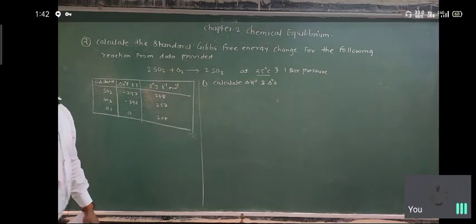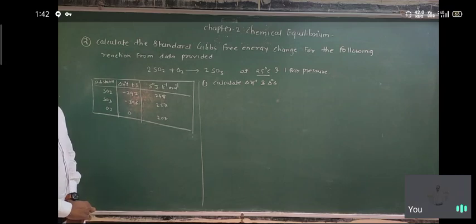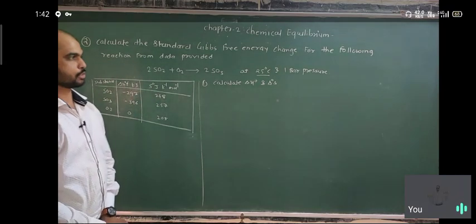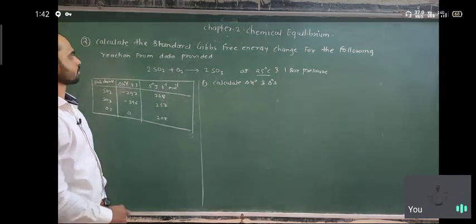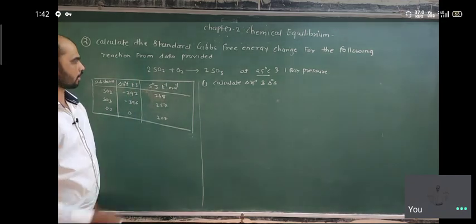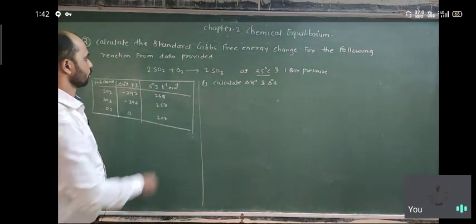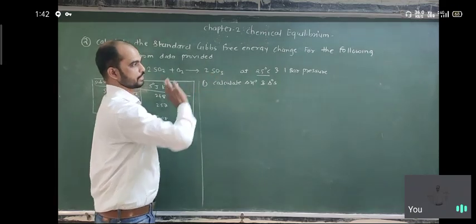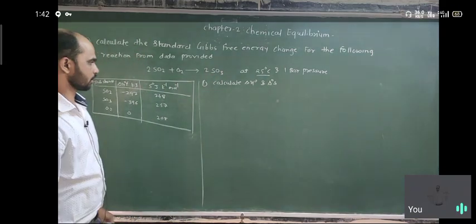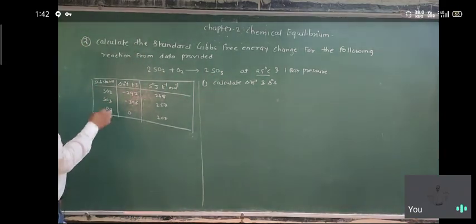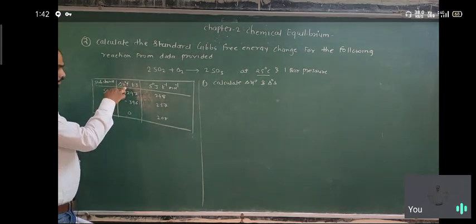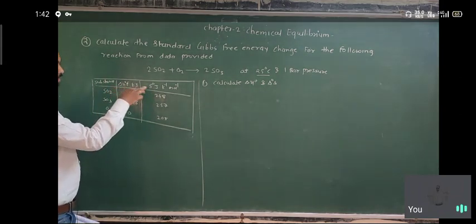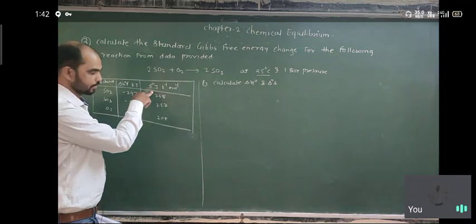Okay, the second problem is given to you. Calculate the standard Gibbs free energy change for the following reaction from the data provided. The reaction is SO2 plus O2 gives twice SO3 at 25 degrees Celsius and 1 bar pressure. The data is here. The substances are given. Heat of formation means enthalpy of formation, and standard entropy is given.